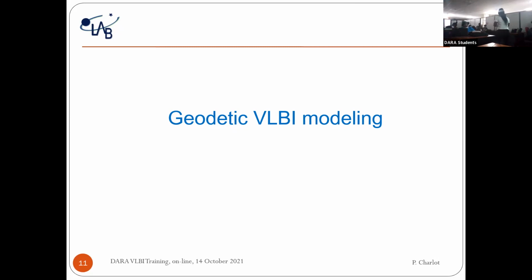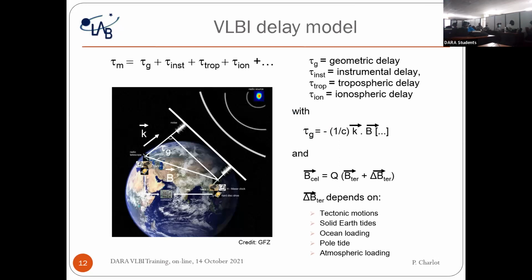You can continue. Okay. So now, getting into the modeling. The VLBI delay model, the tau-m that I mentioned previously, consists of several terms. The major term is what we call the geometric delay. And this geometric delay just represents the time delay.